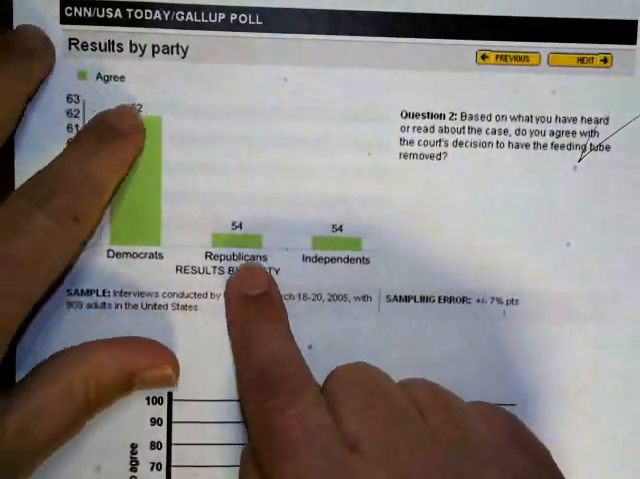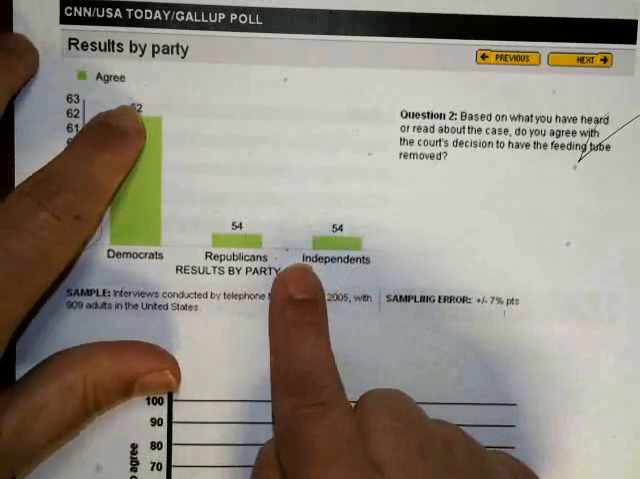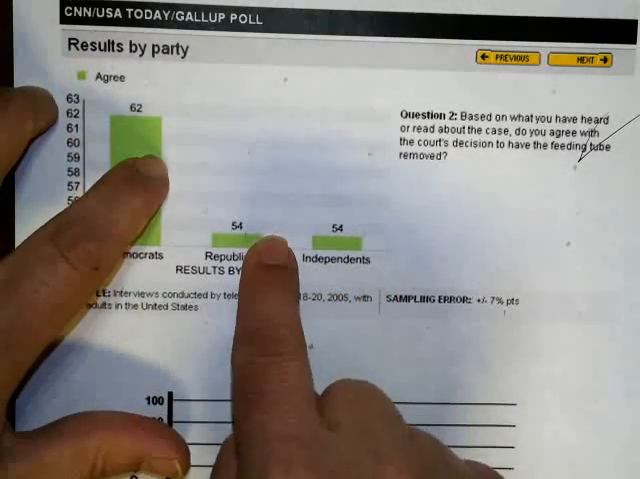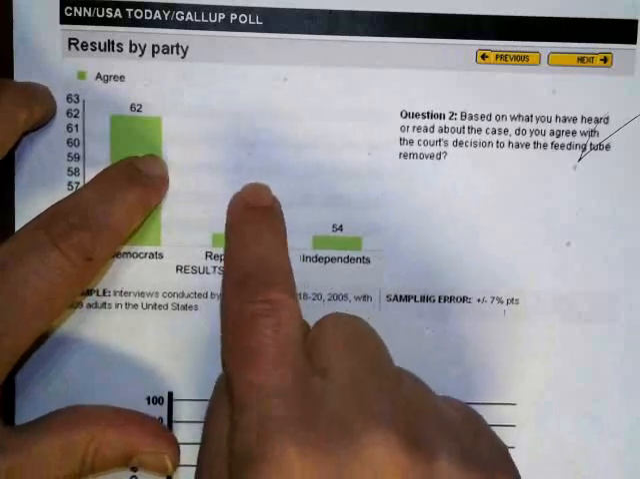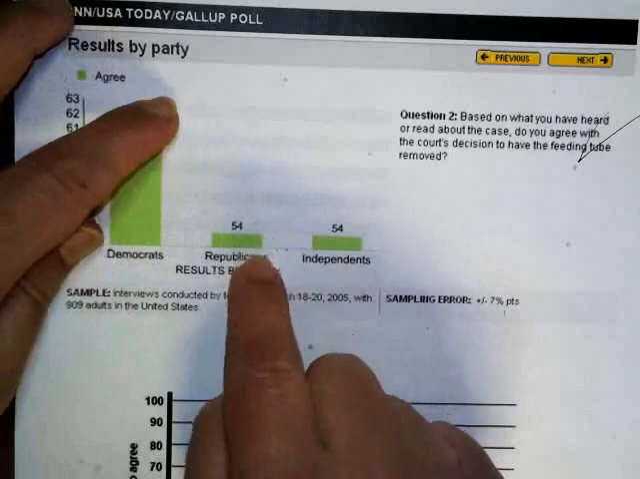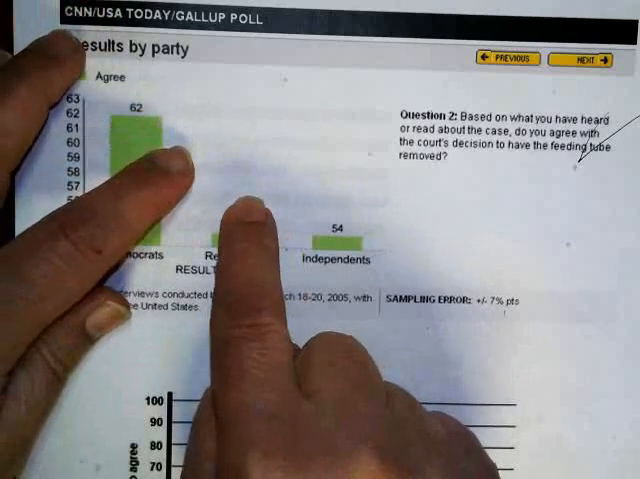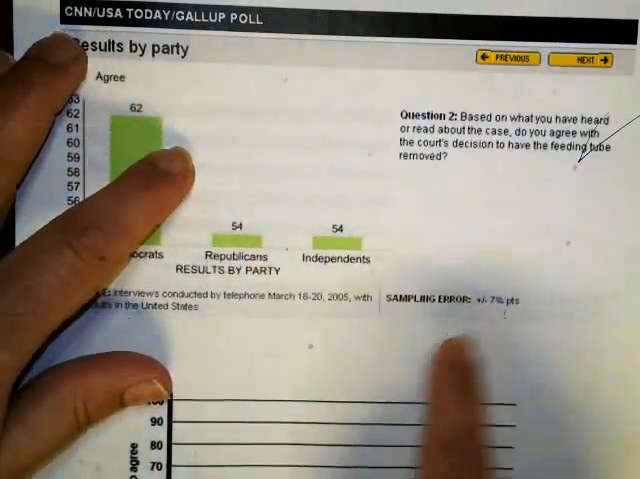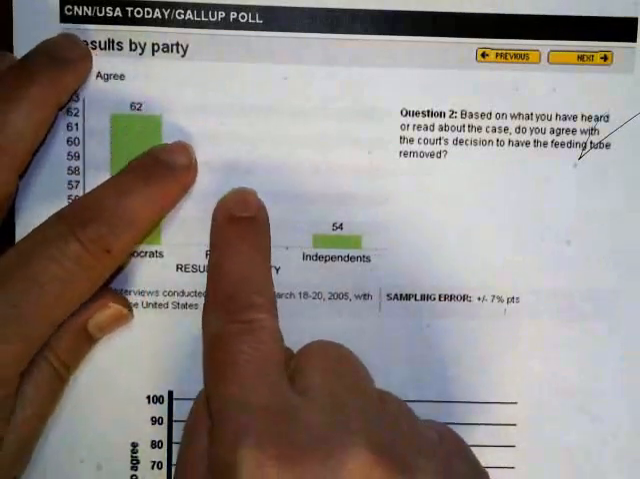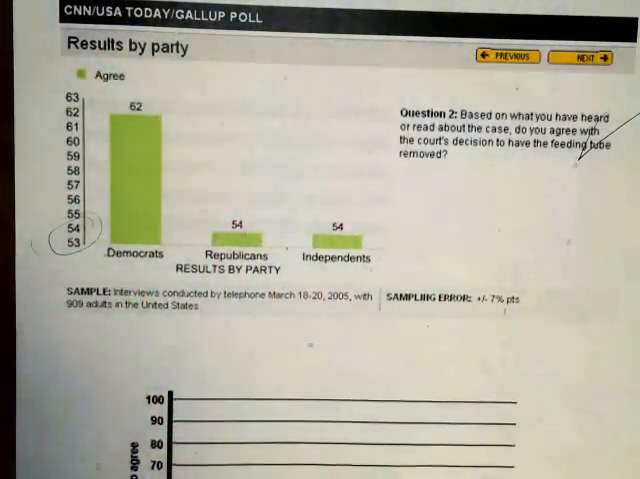if you take the sampling error, and if you subtracted 7% from the Democrats and added 7% here, these would still be below these, right? So the difference is actually still there, even when you take into account that sampling error. If that's the case, then we would say that there's a statistically significant difference between the groups. But in this case, you don't even have that.